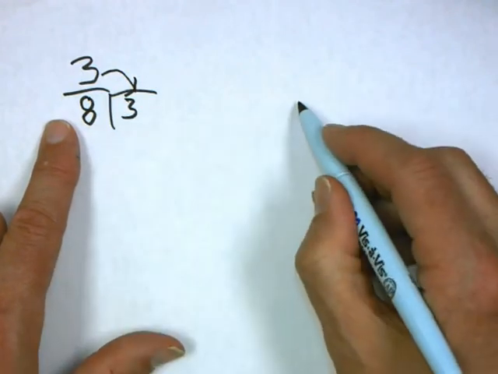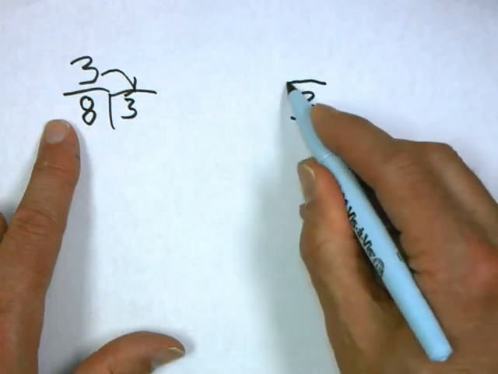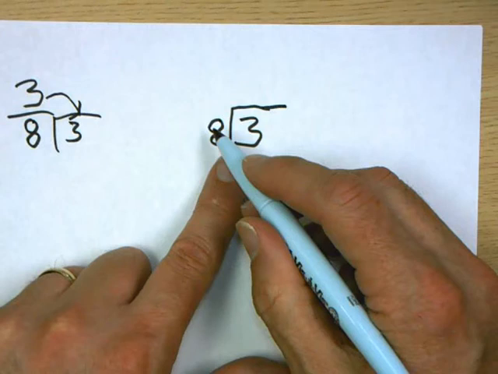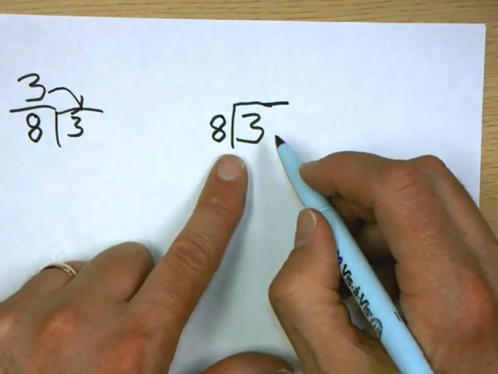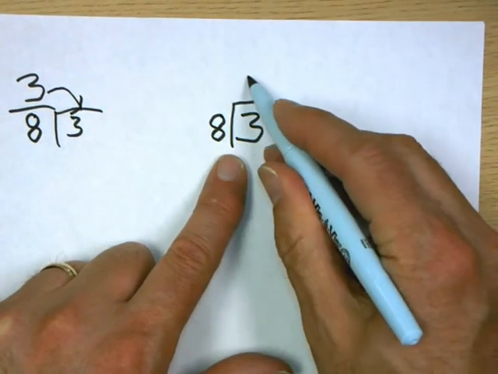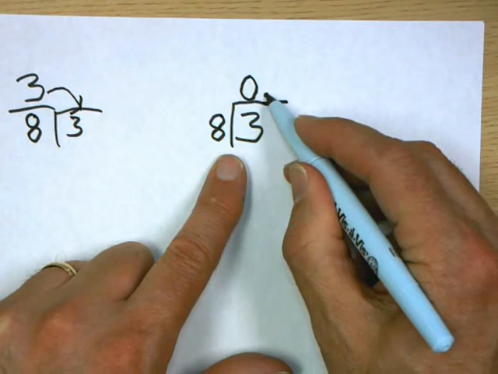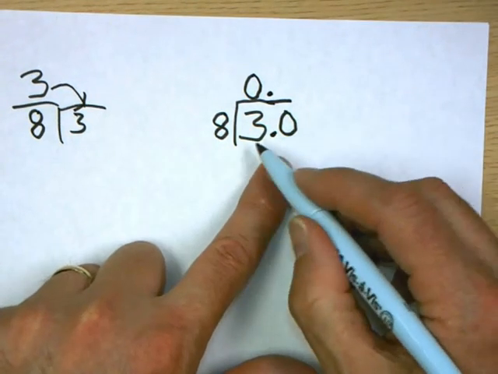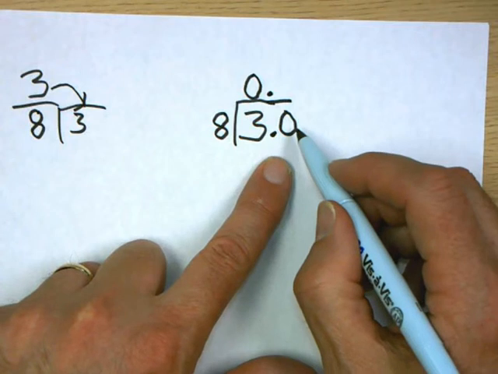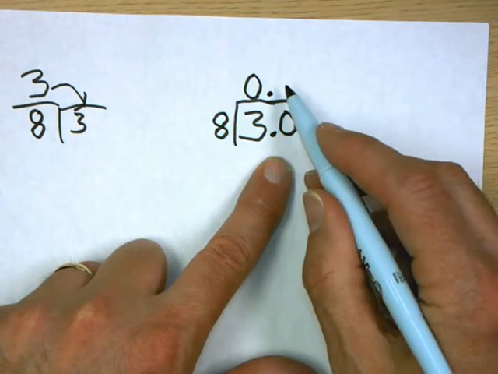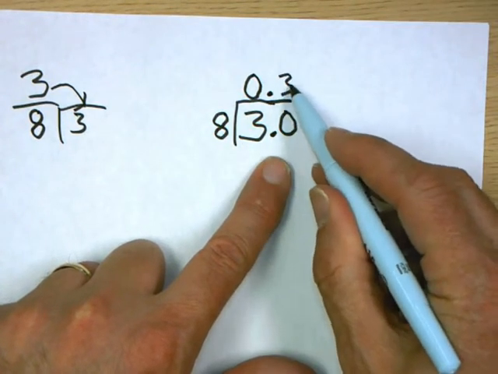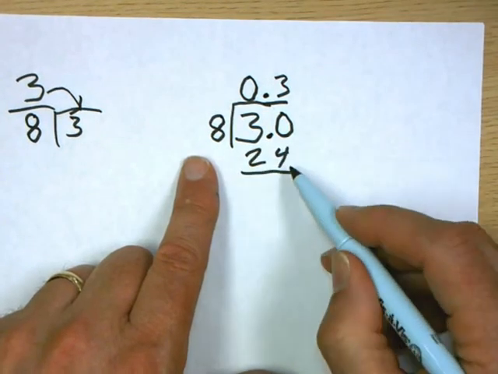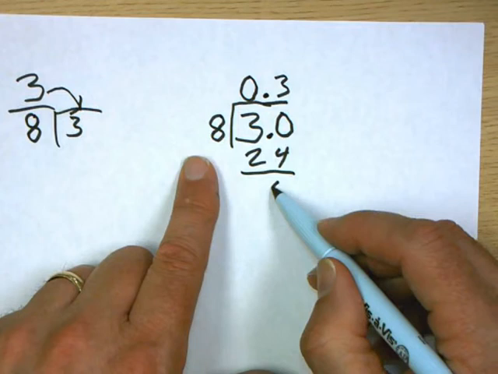But let me rewrite that. 3 divided by 8. So 3 can't be divided into equal groups of 8. It doesn't go. But it's going to be a number less than 1, so I'm going to put a 0 in the ones place and a decimal here and add a 0. Now if I think of this as 30, I know that 30 divided by 8 is 3. 3 times 8 is 24. I'm going to have a remainder of 6.